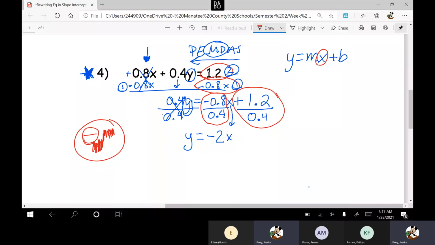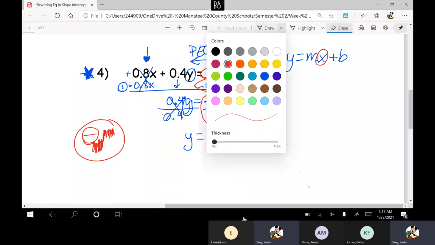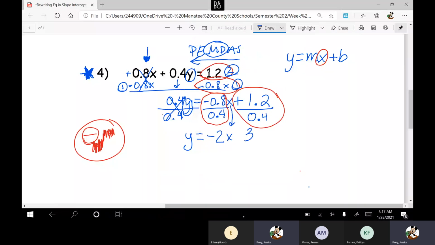Ethan says 3. So let's see if we get any other answers, or you can say you agree or disagree. And that's you say you agree. Perfect, and that is correct. We get a 3. Whoops, let me use a different color. We get 3. So I'm going to put my 3 here.